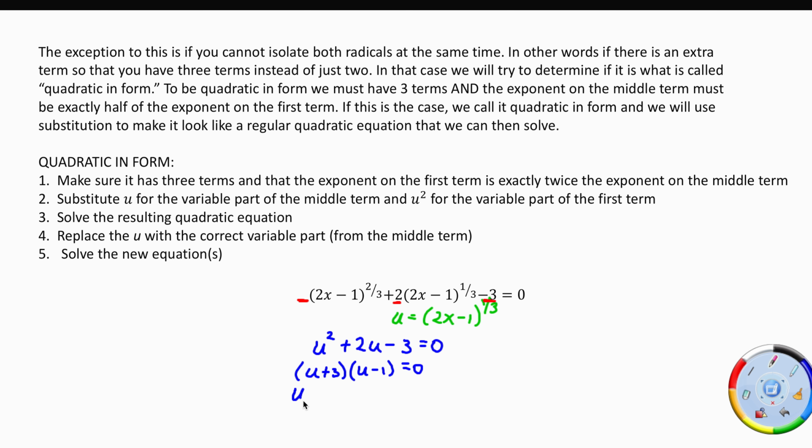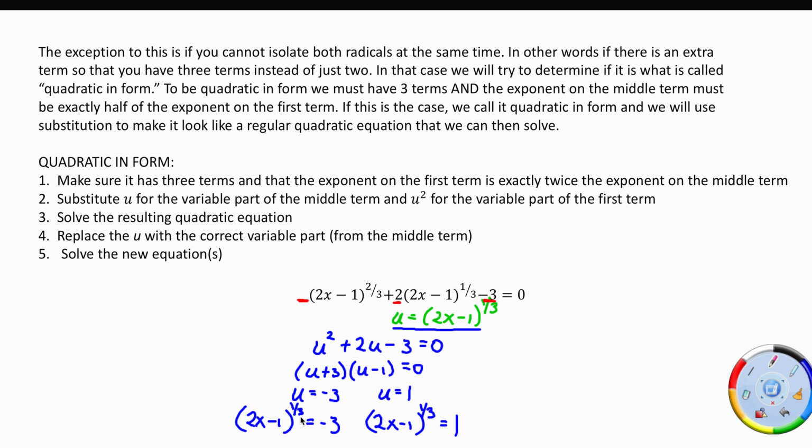Meaning either u is -3 or u is 1. But don't forget, u, what does that mean? I'm trying to solve for x here. So don't forget, I've got to substitute back in. Instead of u, u is (2x - 1)^(1/3), so (2x - 1)^(1/3) equals -3, and (2x - 1)^(1/3) equals 1.